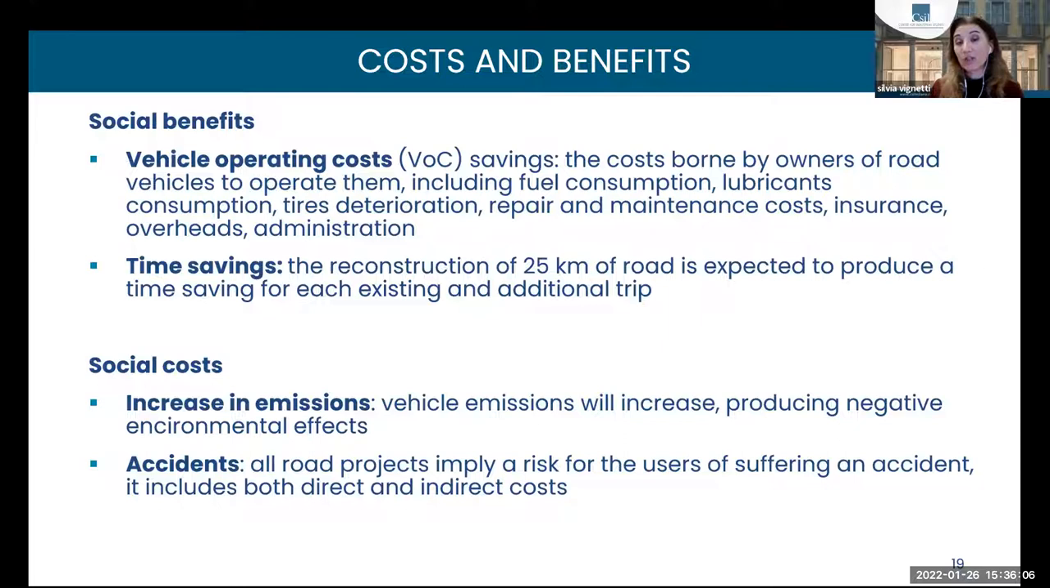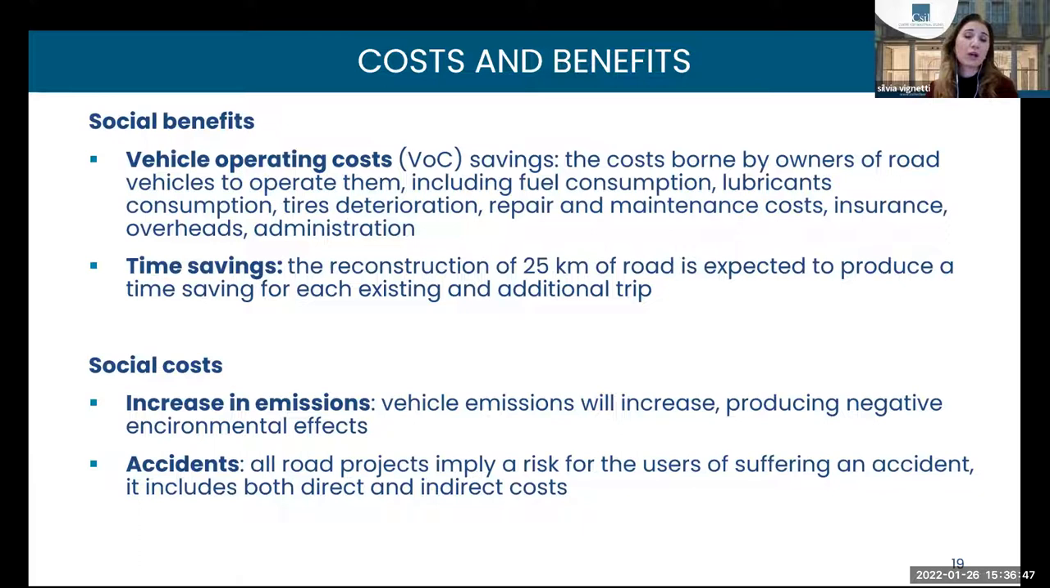So from the side of the benefits, we identified two which are the typical benefits of a transport project. Vehicle operating costs, so the costs that are borne by the owners of the road vehicles to operate them, which include the fuel consumption, lubricants, so everything that is related to the maintenance and the actual costs to operate the cars or the vehicles. And the time saving, because time saving is experienced when you have a good road, when you do not have to divert but take the shortest route. So there is a lot of time saving there.